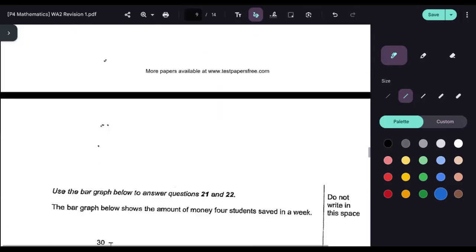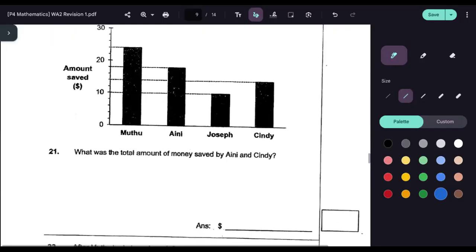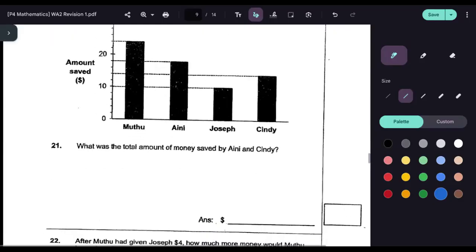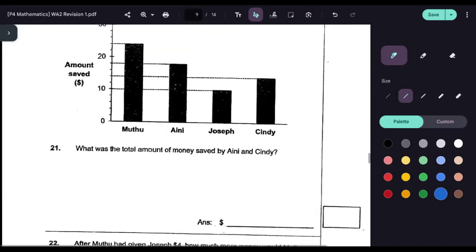Okay, great. Now let's go on to the next one. Use the bar graph below to answer questions 21 and 22. Okay, so 21. What is the total amount of money saved by Aini and Cindy? Okay, Aini and Cindy. Aini is, okay, I'm not sure whether I can read this. This is 18. Okay, so Aini is 18. Mutu is 24. Joseph is 10. Cindy is 14.